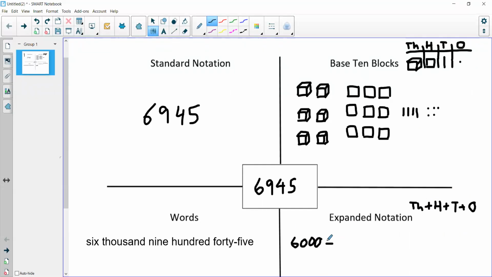plus 900 plus, now I need to show my tens. So 4 tens is equal to 40. And I have 5 ones is equal to 6,945.